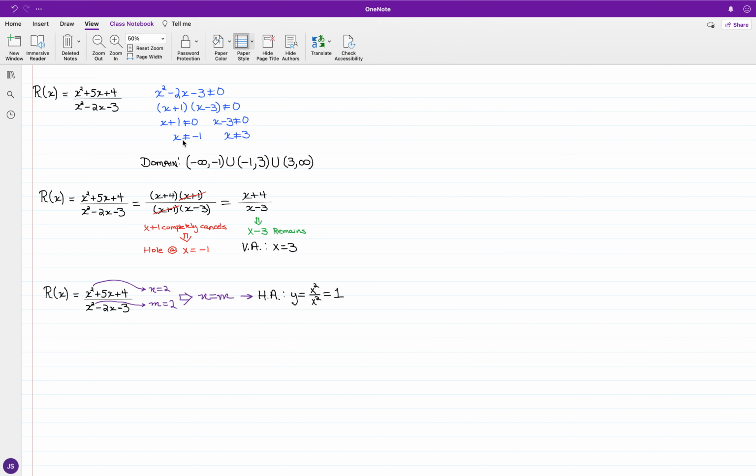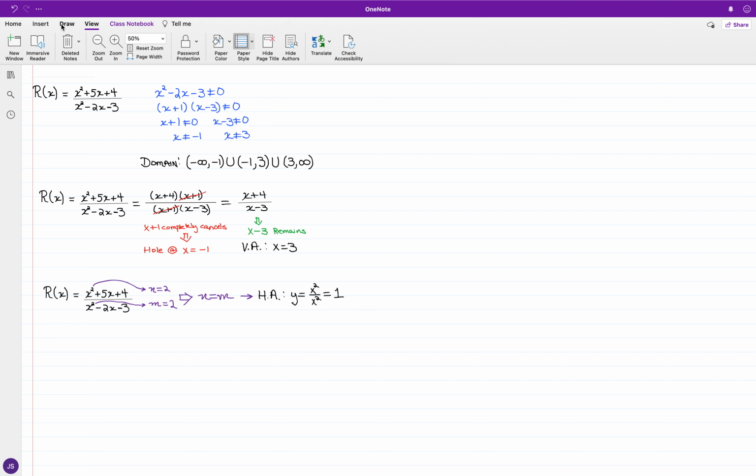So again, we had two restricted values from the domain, and the restricted values were either going to become a vertical asymptote, which was the case for the value of 3, but if the restricted value has its factor completely cancel from the denominator, instead of becoming a vertical asymptote, it will become a hole instead, as was the case with -1. And again, with the degree comparisons, numerator and denominator have the same power, and thus we have a horizontal asymptote, and again, this becomes y is equal to 1.